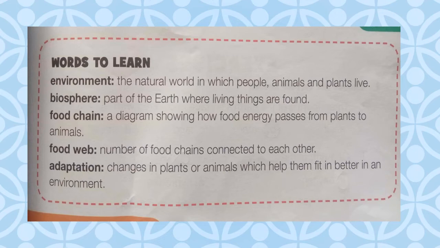And now we are coming to the exercise. On page number 51 in your book, it's the topic Words to Learn. You just have to learn the meaning of these difficult words: environment, biosphere, food chain, food web, and adaptation. I have told you in detail what all these terms mean. So hopefully you have gone through all those lectures which I have delivered on these topics. Just review your concepts again and try to learn them correctly.